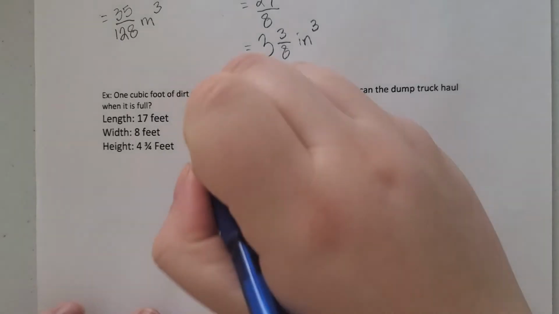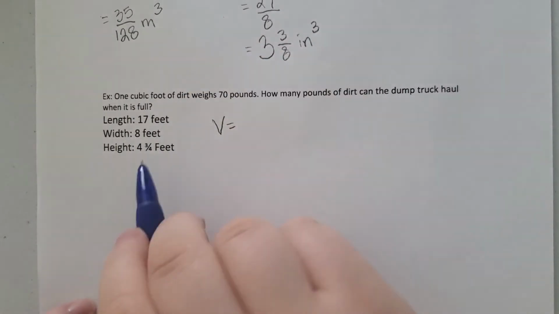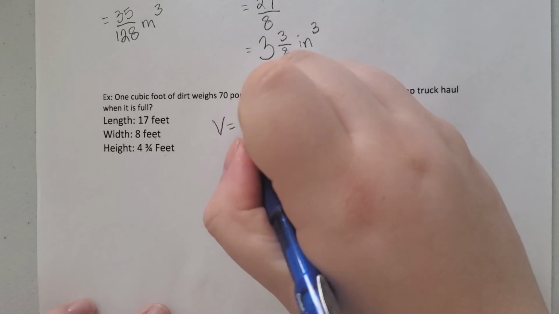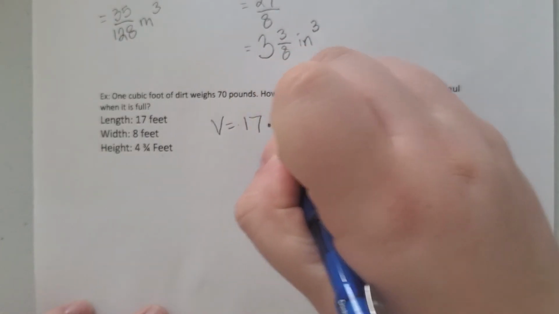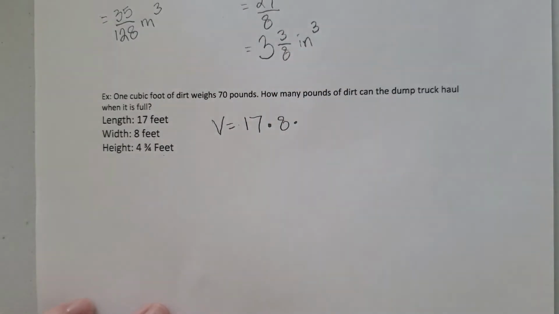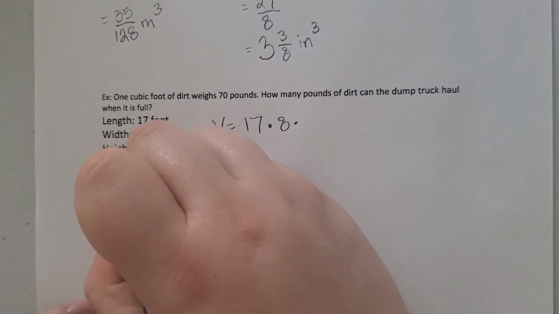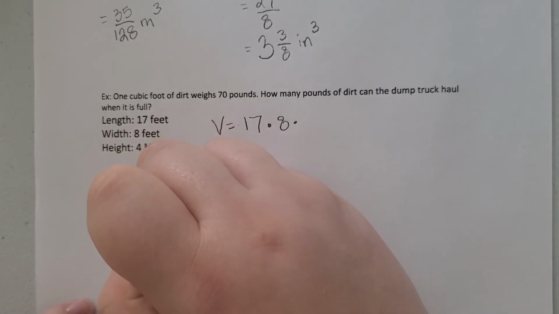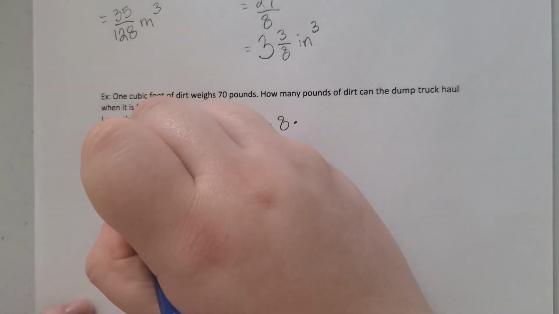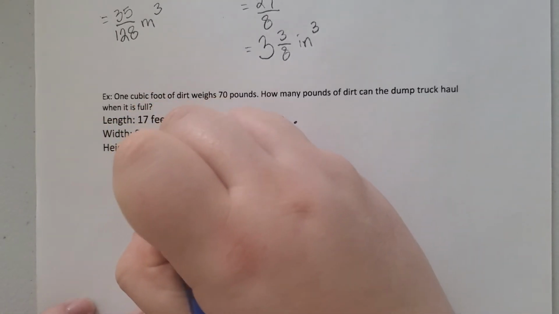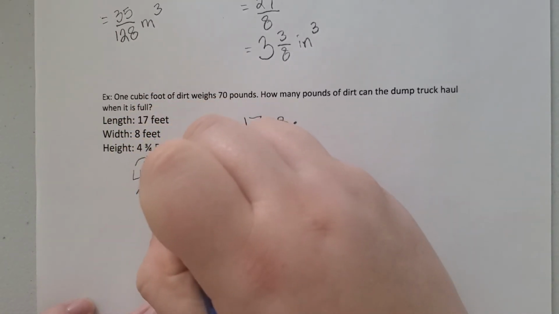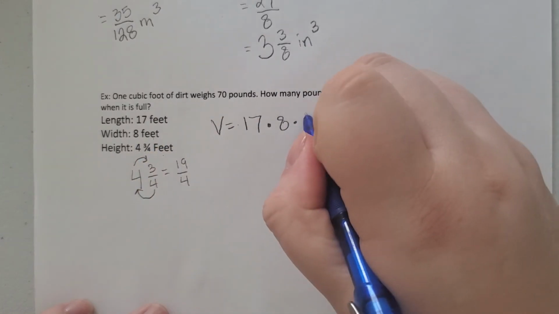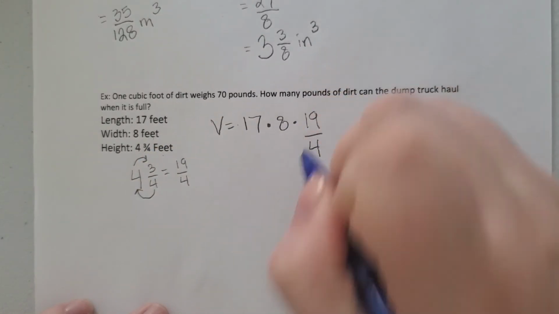So our volume is going to be length times width times height. So 17 times 8 times 4 3/4, which we don't like that. We can't use 4 3/4, so we need to do the around the world. So we'll turn 4 3/4 into an improper fraction by multiplying 4 by 4, which is 16, plus 3, which is 19. So 19 over 4. So we'll multiply this by 19 over 4.